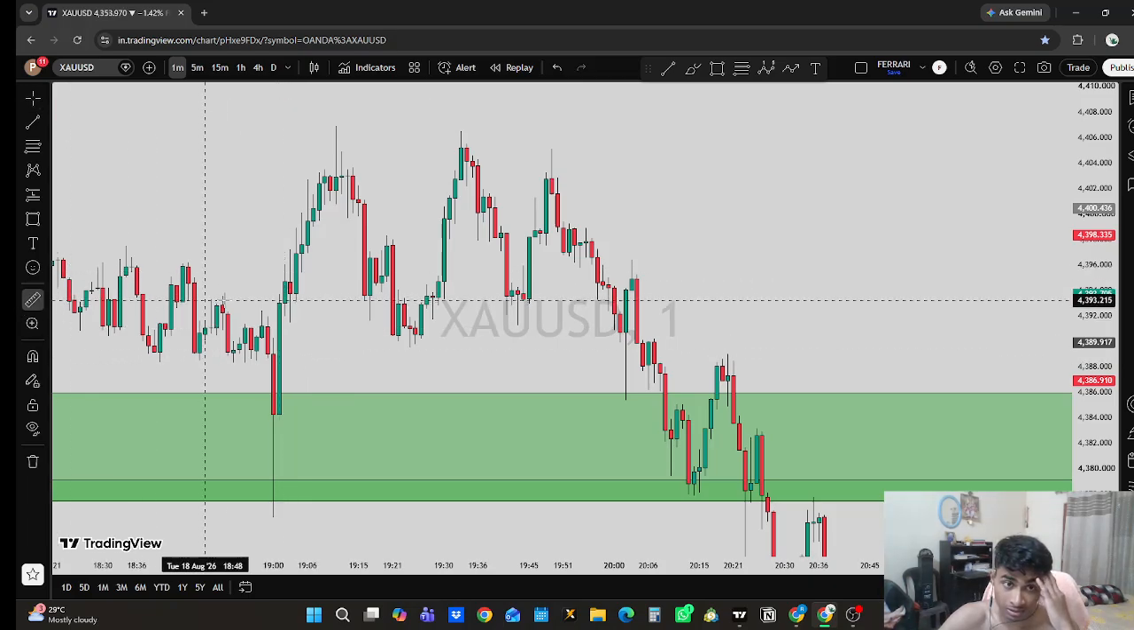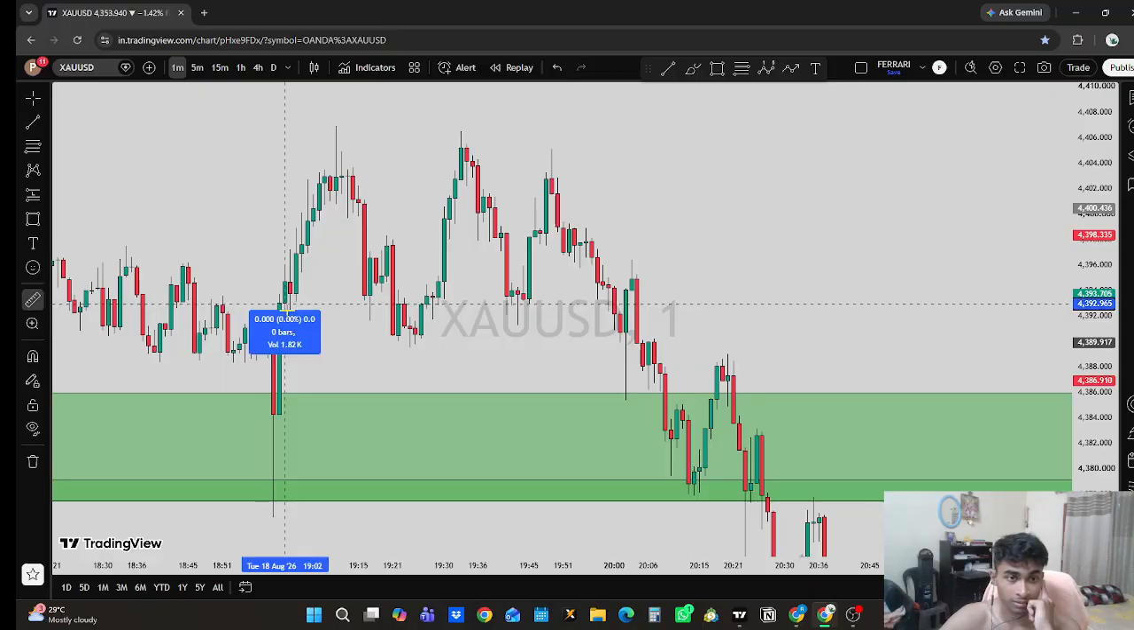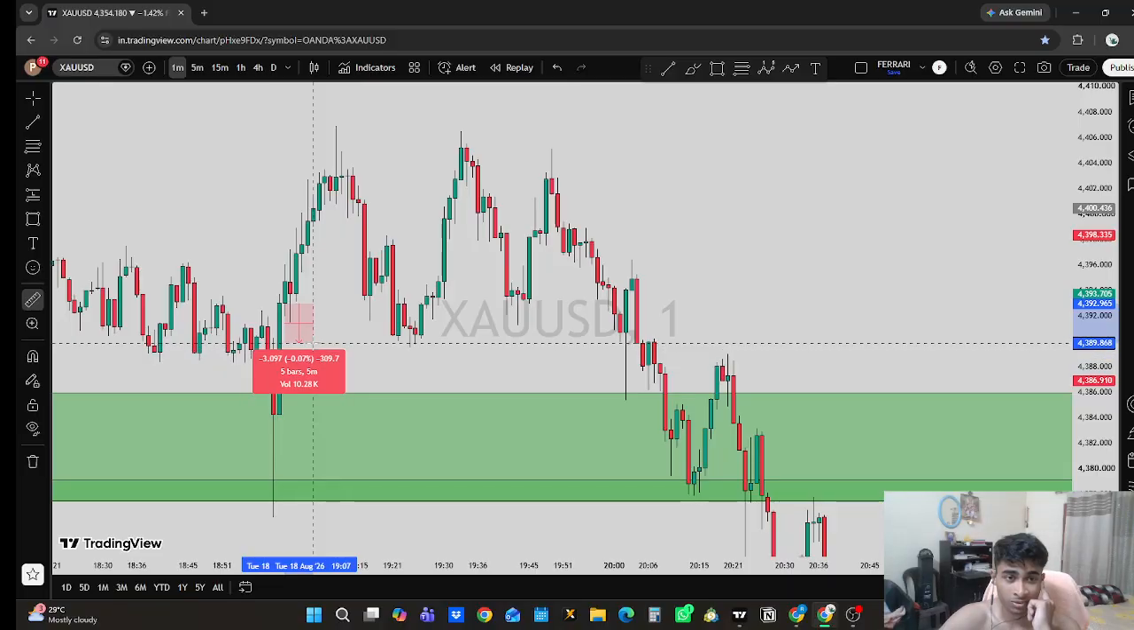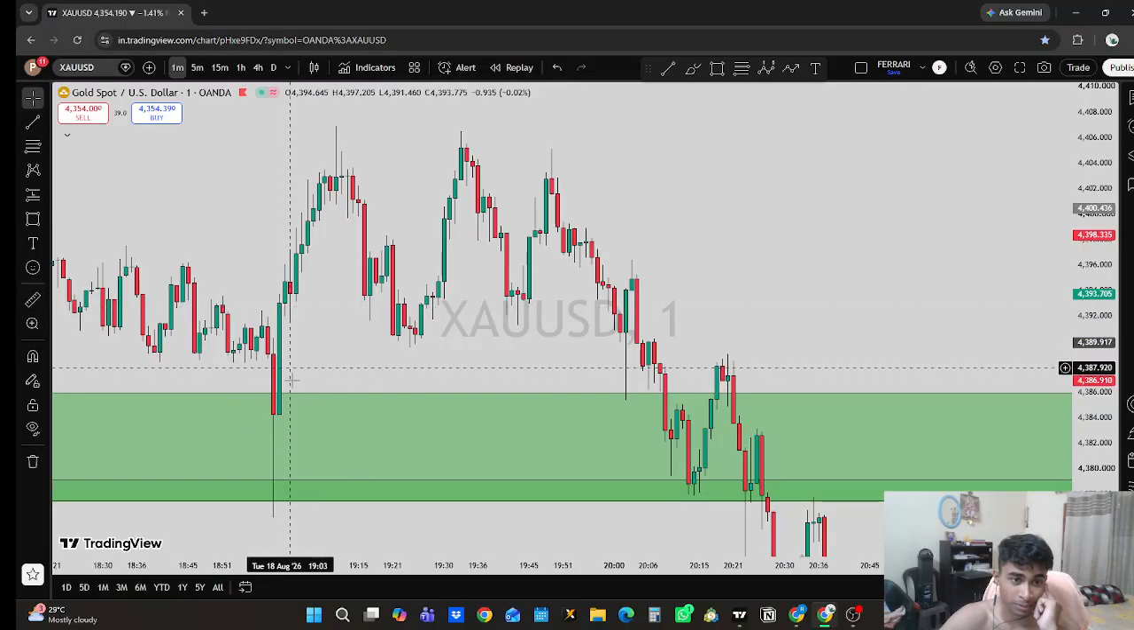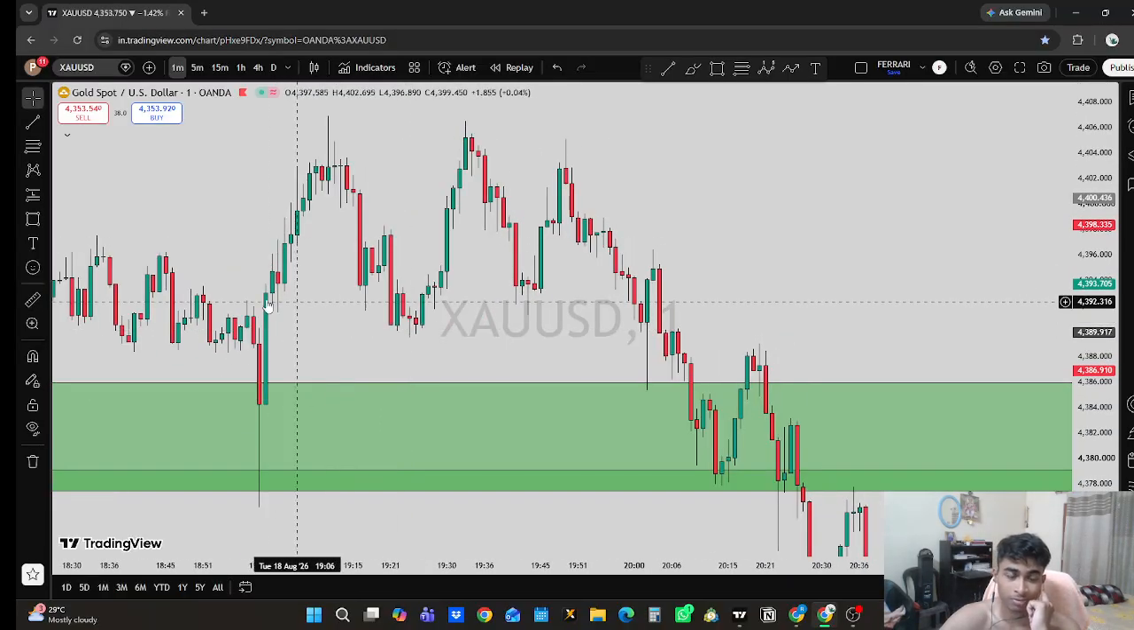Our entry almost, but see, we wouldn't have entered right here because check out the stop loss. 86 pips, even though I would have put my stop loss on 30 pips, but this is very illogical to trade on this big candle. So I would have simply avoided this one.